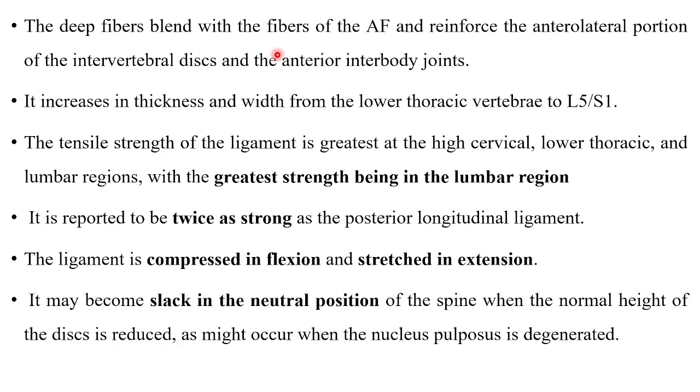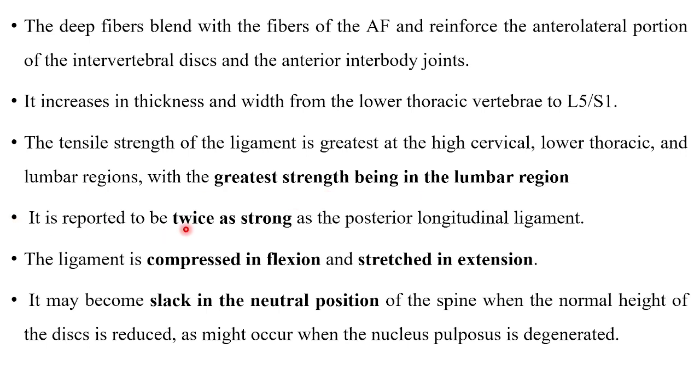The deep fibers blend with the fibers of the annulus fibrosus and reinforce the anterolateral portions of the intervertebral disc and the anterior interbody joints. This anterior longitudinal ligament increases in thickness and width from the lower thoracic vertebrae to the L4, L5, S1 vertebrae. The tensile strength of the ligament is greatest in the higher cervical, lower thoracic, and lumbar regions, with the greatest strength being in the lumbar region.